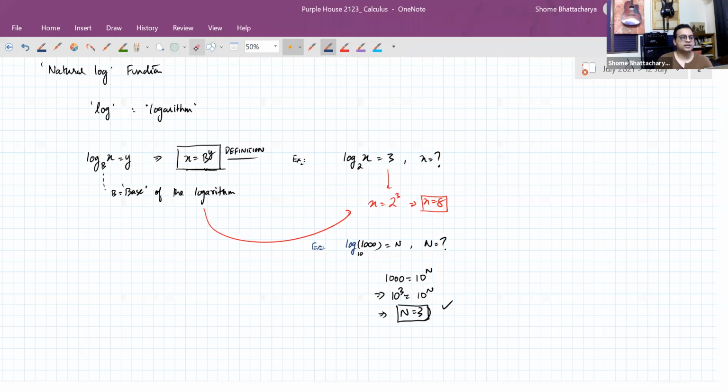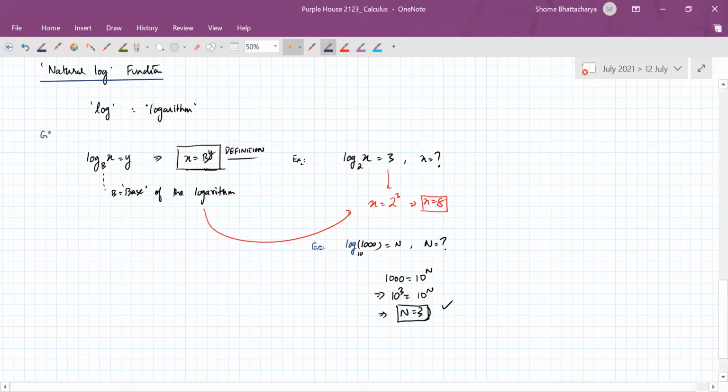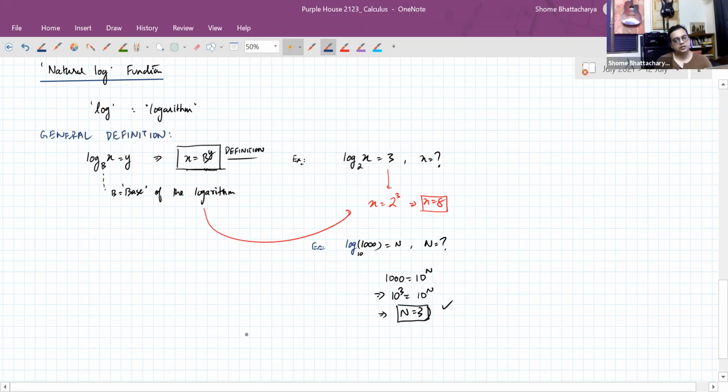So I'm coming to natural log also. I'll explain to you why we use the term natural log for this particular one. But first of all, the general definition of log. That is this one.